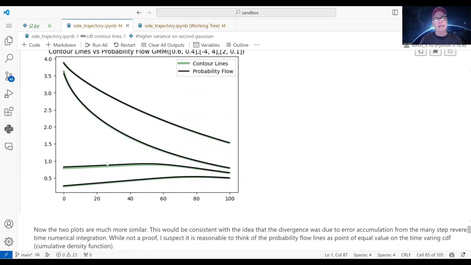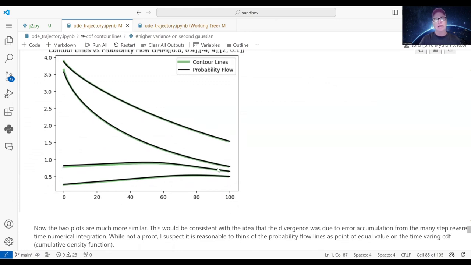I still see a little bit of drift you can see here. There's a little bit of difference. They're pretty much centered, the green and black. Green is the contour line approach, so the CDF, and black is the probability flow. You can see a little bias, but it's much smaller. So I think my conclusion is that the contour line is, in our case, since we know the distribution is exact, correct. Probability flow is a little bit off.